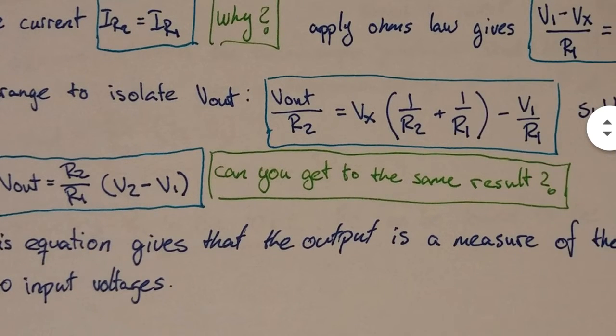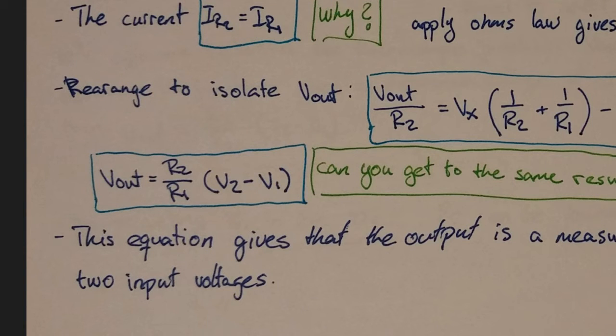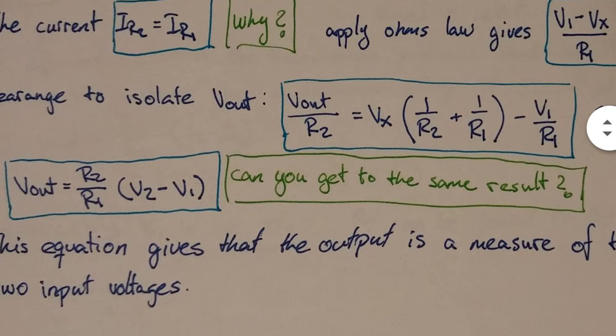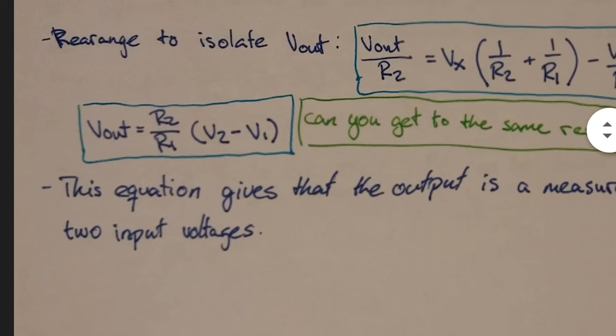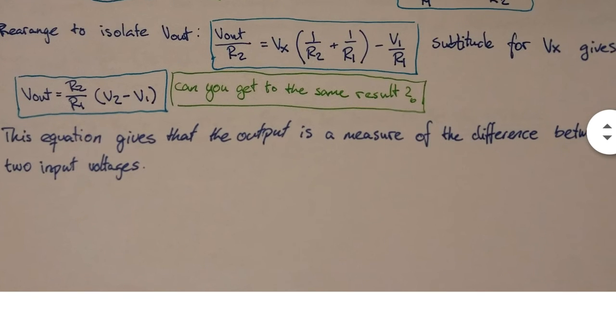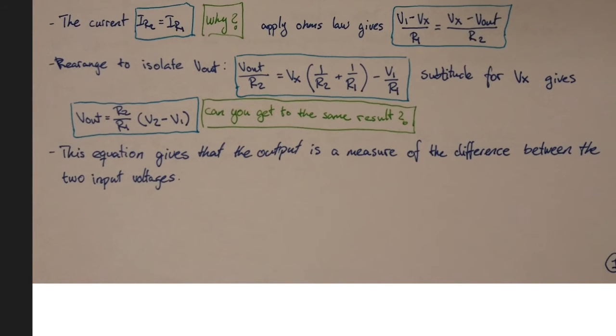And if we rearrange this equation to isolate for the output voltage, then we end up with an equation where we can say that the output voltage is equal to the ratio of R2 divided by R1 times the difference in input signals. As an exercise, you should try and solve these equations to see if you can get the same results.